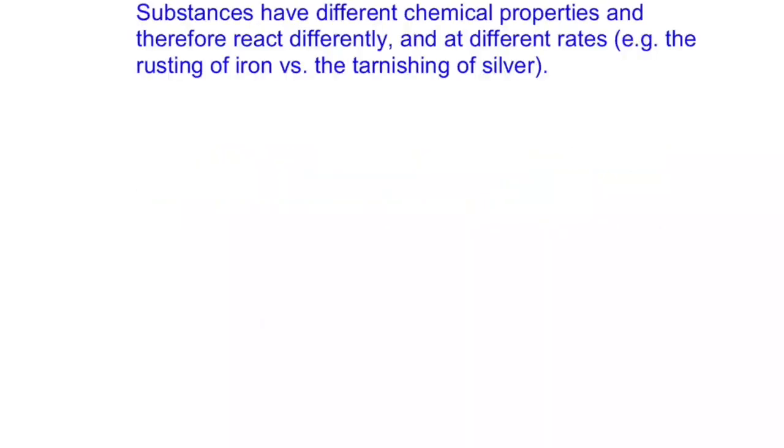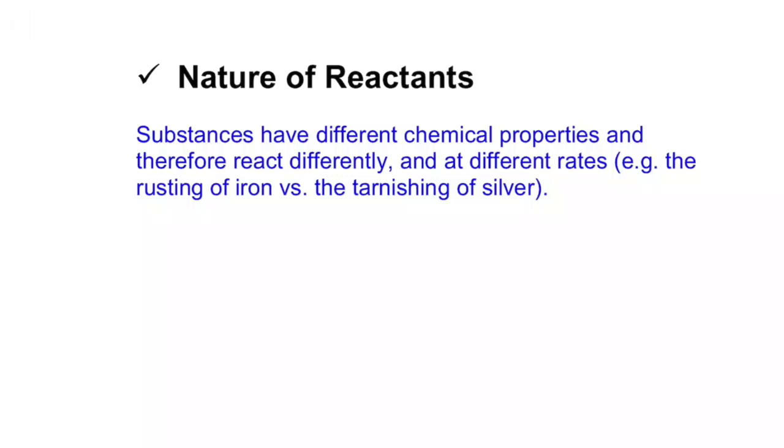Let's take a look at the nature of reactants. Substances have different chemical properties and therefore react differently and at different rates. We've talked about that at the very start. The rusting of iron versus fireworks, that is based on the nature of reactants, right? If you increase the temperature of an iron by 5 degrees Celsius, it doesn't really affect its rusting process.